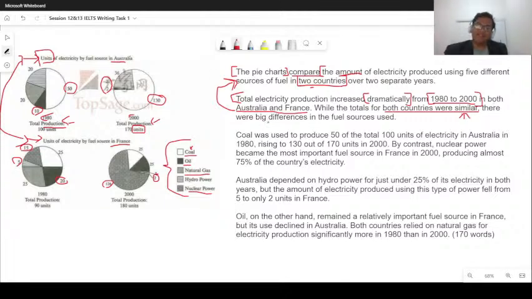There were big differences. I'm not a fan of the word big, right? In the English dictionary, there are so many words that you can replace big with. For example, there are significant differences. I always like words like significant, emphatic, drastic, etc. There were drastic differences, significant differences in the fuel sources used. Those would have worked better for me. But is it wrong to use big differences? Not really. It's just that big is used quite casually.